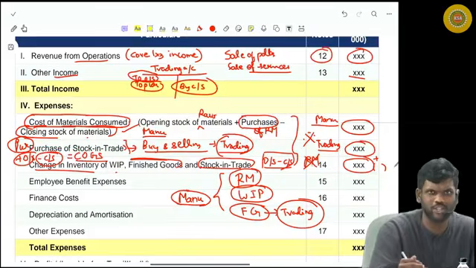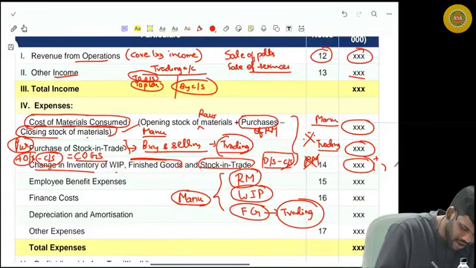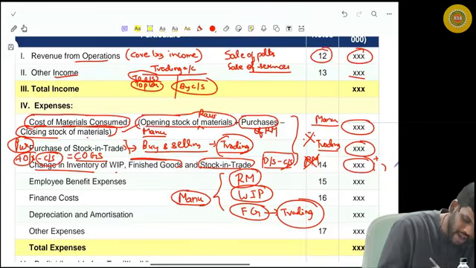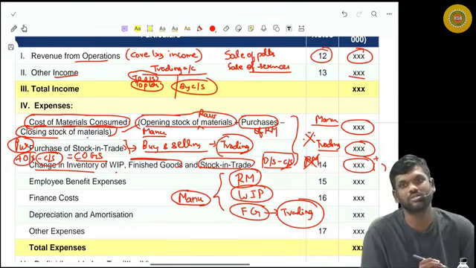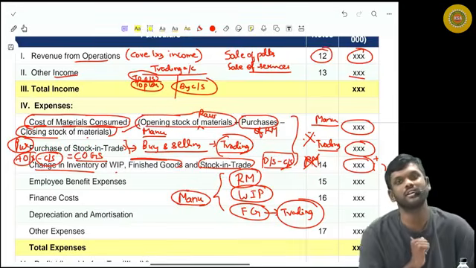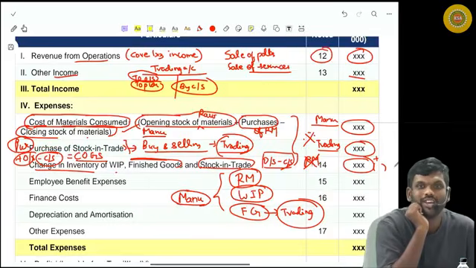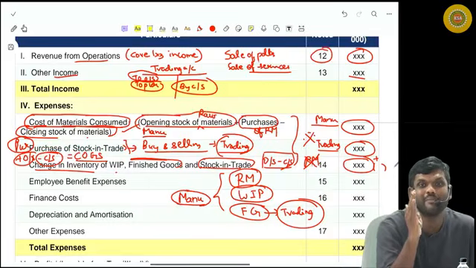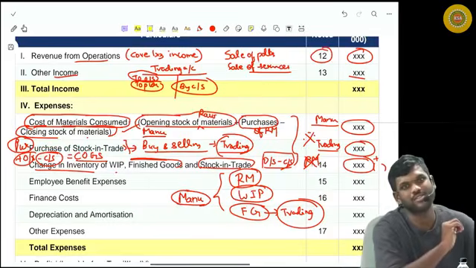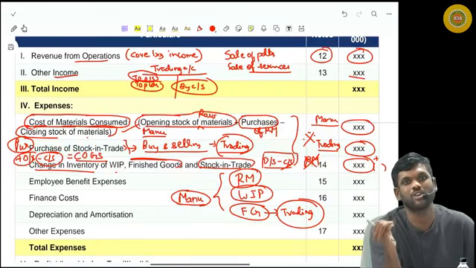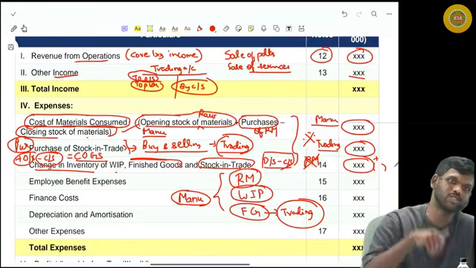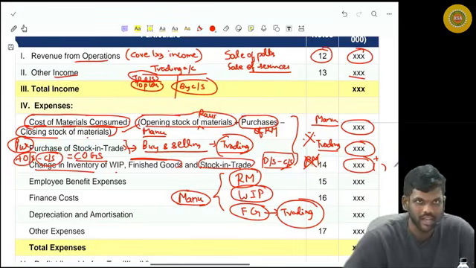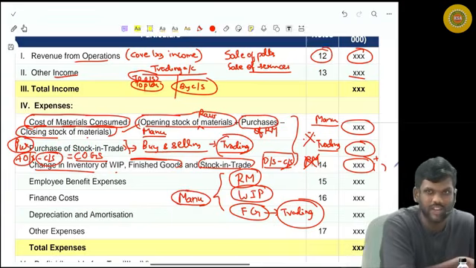Sir, why should raw materials not come? What is the logic? Already in cost of raw materials consumed, you have calculated opening stock minus closing stock. So again, if you bring it in changes in inventory, it will become double counting. That is why raw materials will come in cost of materials consumed. FG, WIP, stock in trade, or opening stock minus closing stock will come in changes in inventory. I hope this is very, very clear.